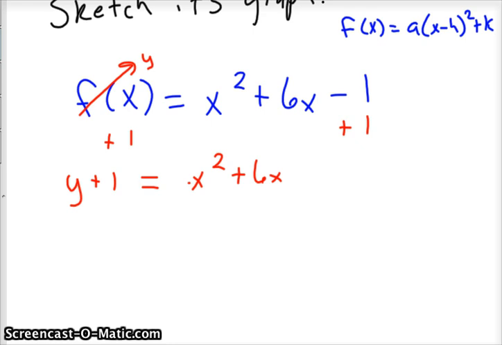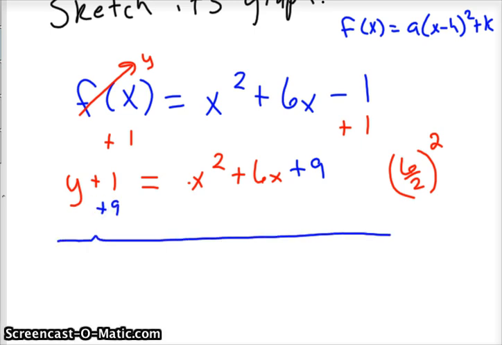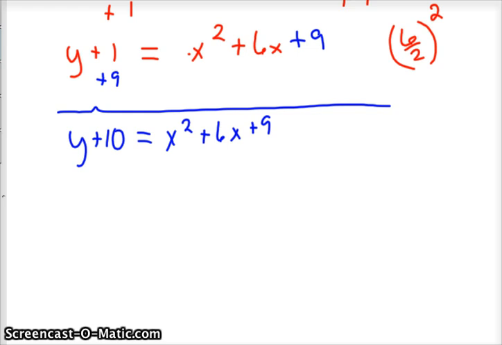So you divide your 6 by 2 and square it. So 6 divided by 2, I'll just do that off to the side, is 3, and 3 squared is 9. So that's what you're going to add to both sides of the equation. So 9 here and 9 here. Once you've done that, we've got y plus 10 equals x squared plus 6x plus 9. Now we can factor this, and it becomes (x + 3) squared equals y plus 10. And then solve for y.